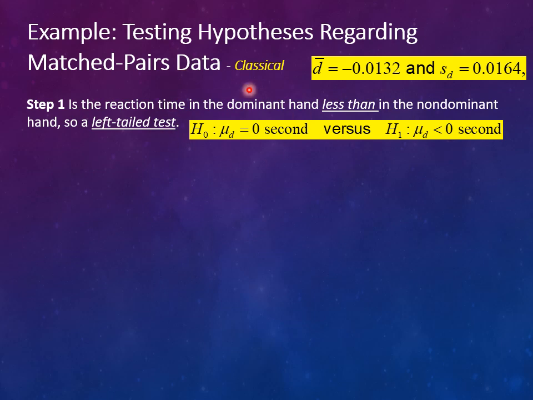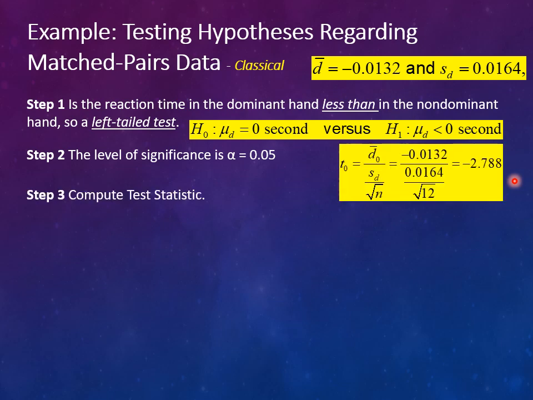Remember, the null hypothesis is always an equation, and then we have two-tailed, not equal, left-tailed, less than, which is what this is, and then of course right-tailed would be greater than that value. The level of significance, we already saw that. It was given in the problem as 0.05. And so we compute the test statistic. Again, we use the mean divided by the standard deviation divided by the square root of the sample size. And doing that calculation, we get negative 2.788.